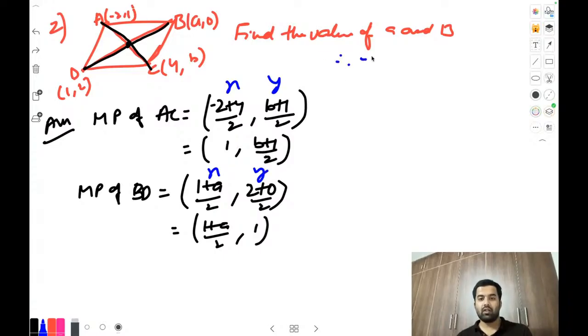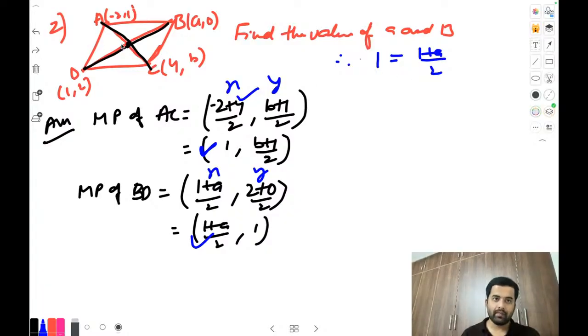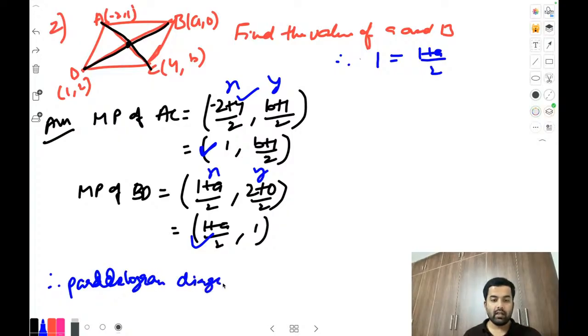So as we see, the x value is 1 only. Here the x value is 1 plus a divided by 2. So 1, and that side 1 plus a divided by 2. Why are we comparing the x? Because we know that it is a parallelogram, and parallelogram diagonals are equal. Okay, let me mention that one: parallelogram diagonals are equal. That's why we are comparing the x value.